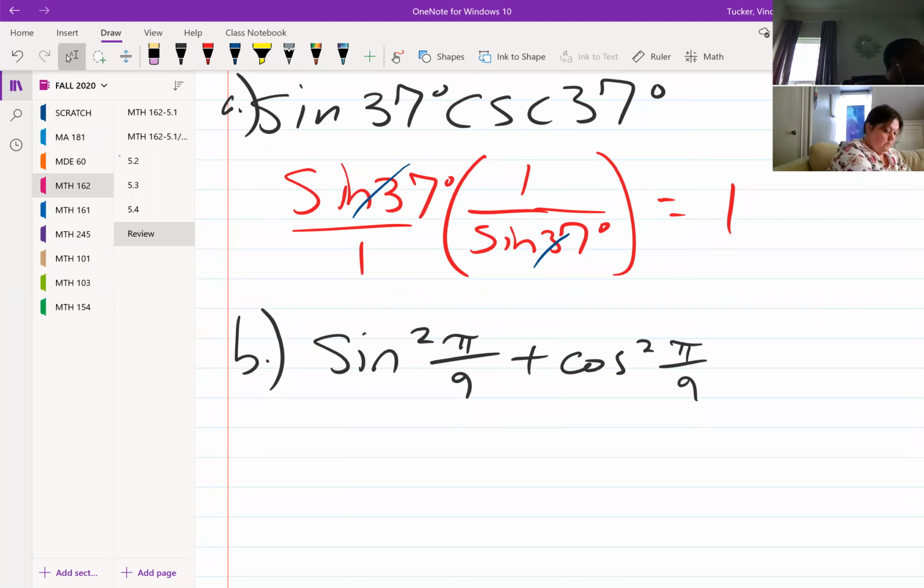All right. Next one, sine squared of power 9 plus cosine squared of power 9. Here we're using our Pythagorean identity. Sine squared plus cosine squared is equal to 1. So that's just equal to 1.